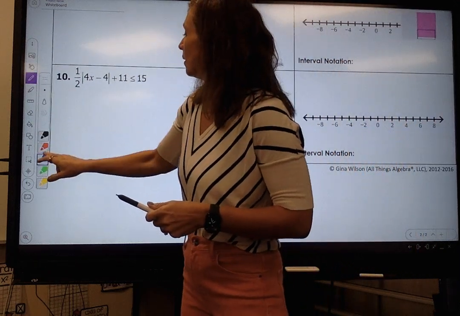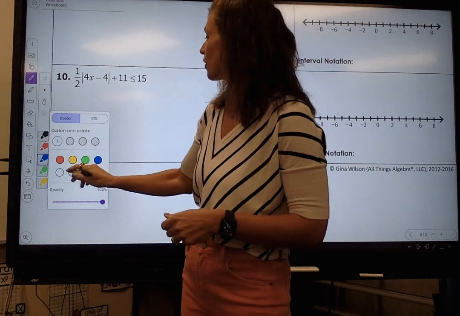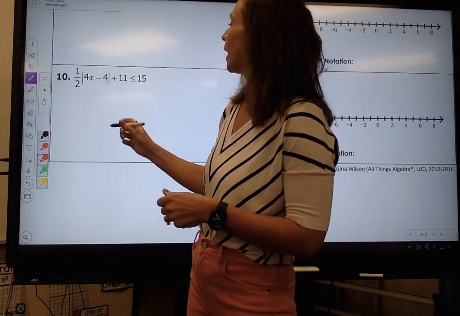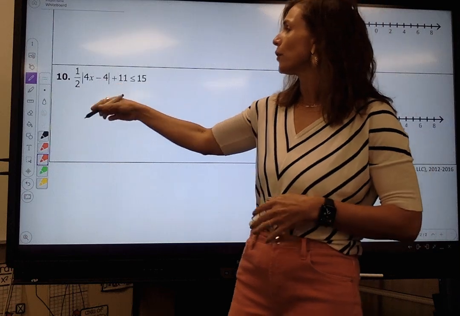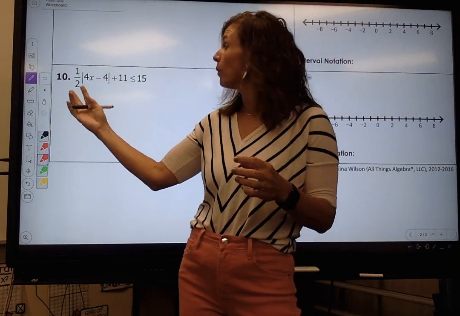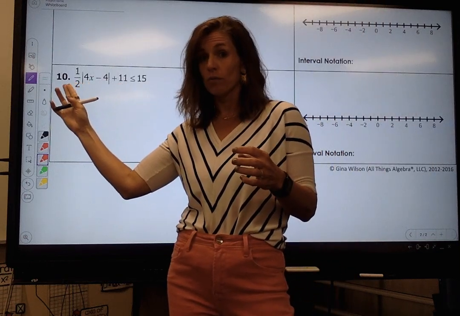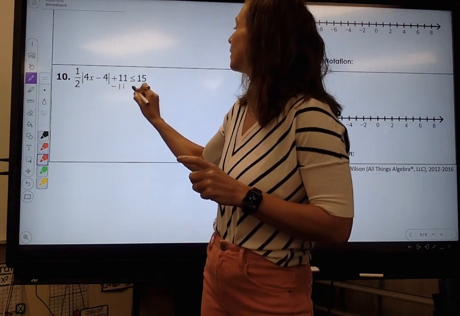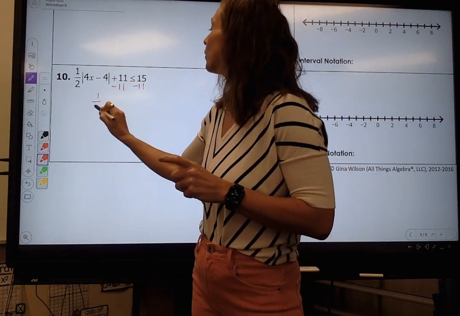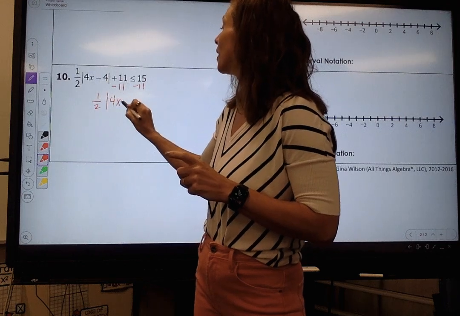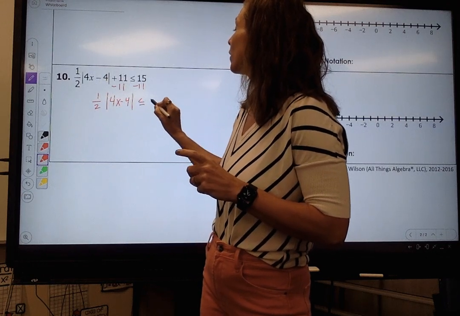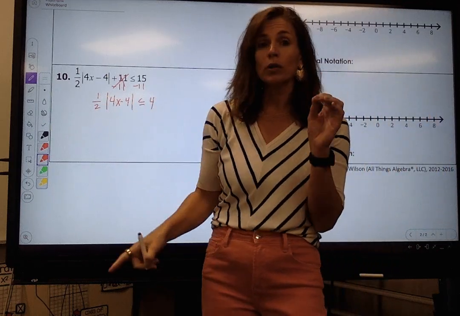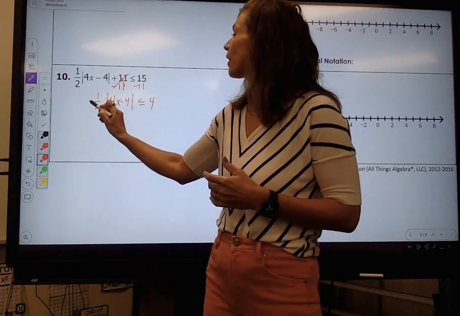Okay, so number 10, of course, I am going to isolate, so I've got to get rid of the constant term first. Remember, this 1/2 is a coefficient of that absolute value, right? It's right before it. So I've got to get rid of my constant term first. So I'm going to subtract 11 on both sides. I'm going to rewrite the whole thing. Notice, I am not being lazy here. I am rewriting the whole thing. Now I'm going to multiply both sides by 2 because I've got to clear out my fraction.